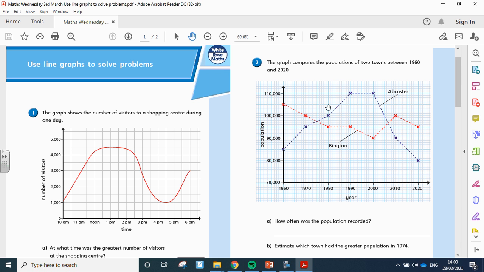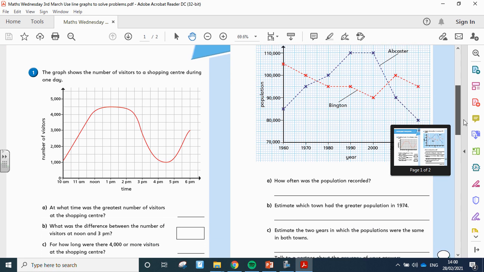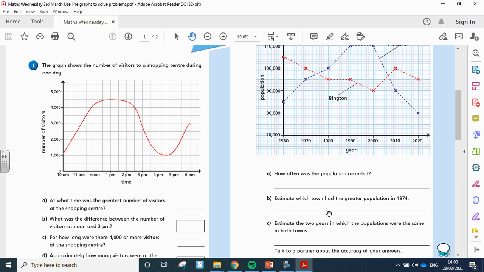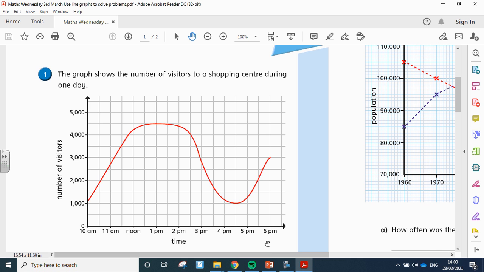So a place called Abcaster is the blue line, and a place called Bington is the red line. You can Google yourself to see if those are real places. If they are, I've never heard of them. So how often was the population recorded? So look along the bottom. How often did they take a measurement? Estimate which town had the greater population in 1974. So if this, I'll just zoom in a moment.